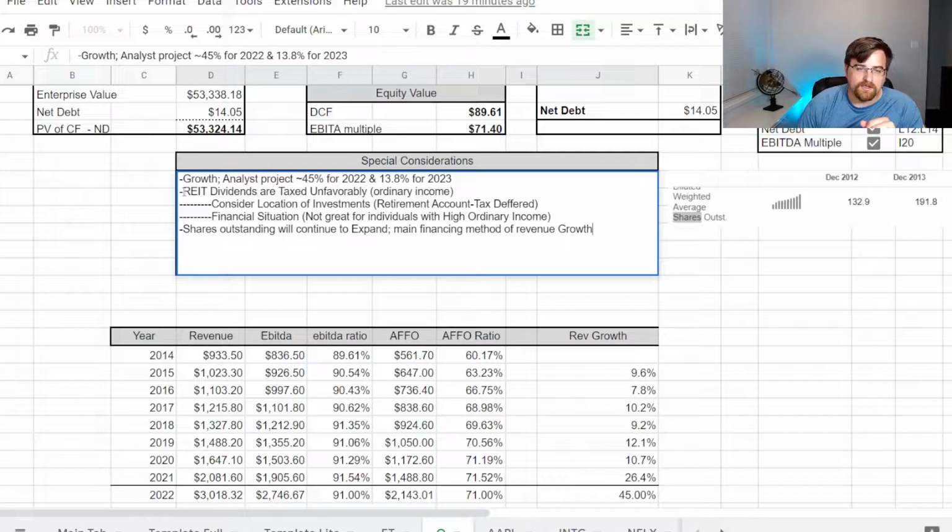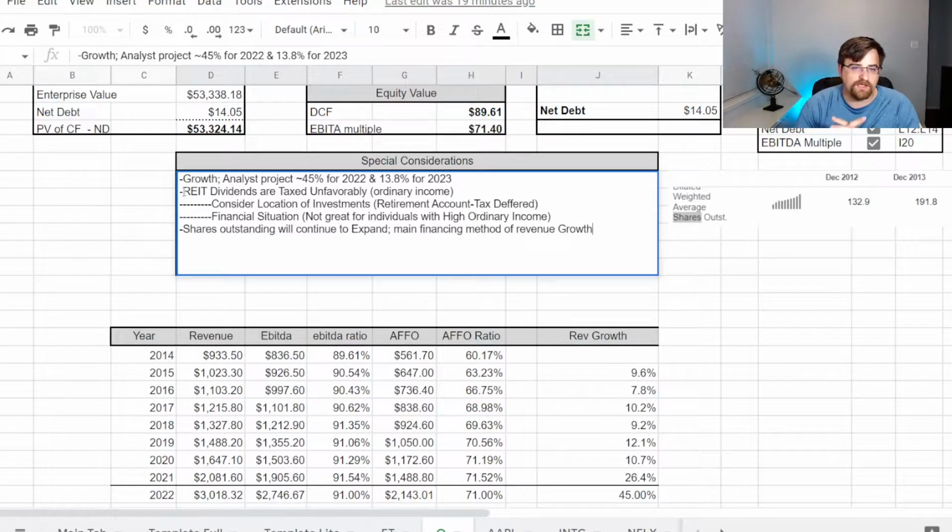One thing just to remember is REITs have a dividend, and the dividends are taxed, in my opinion, unfavorably at ordinary income. Doesn't really matter who you are. If you can get long-term rates on your dividends, then that's better. But with REITs, it's always ordinary income. You can't get around that.